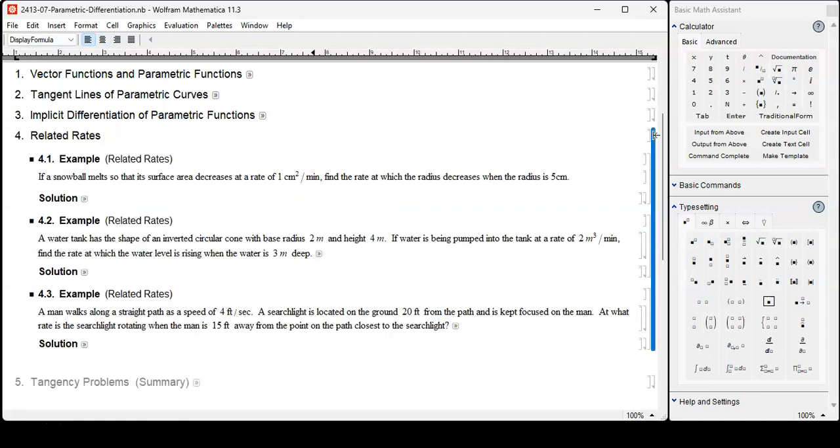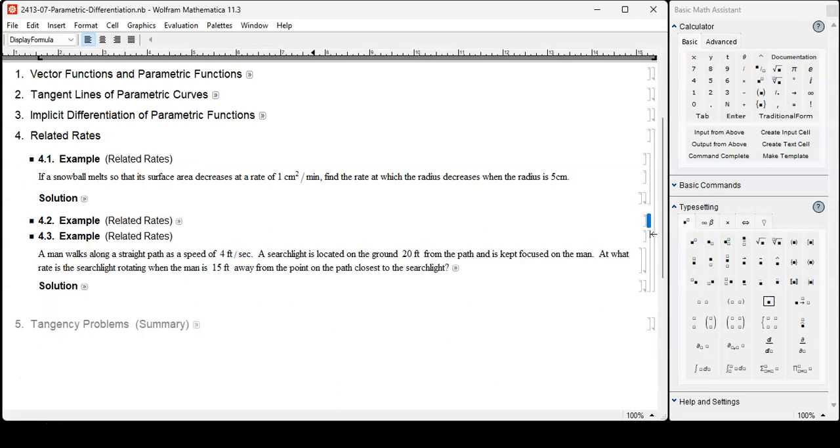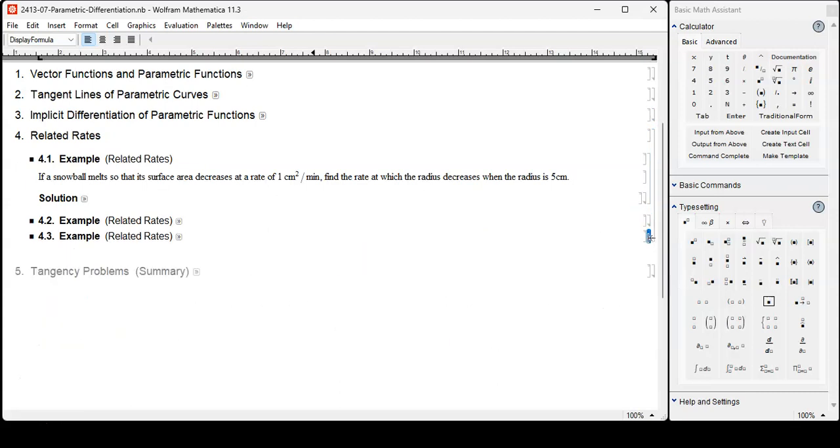Keep that in your mind, and then let's begin 4.1. A snowball melts so that the surface area decreases at the rate of 1 square centimeters per minute. So this is a rate. Find the rate at which the radius decreases when the radius is 5 centimeters. I'm looking for the rate, but these are two different rates. And they're related.